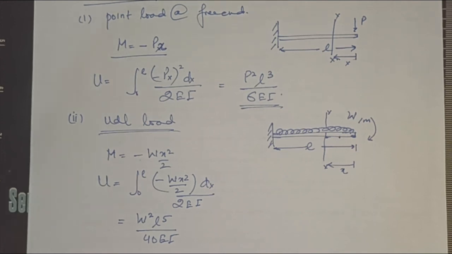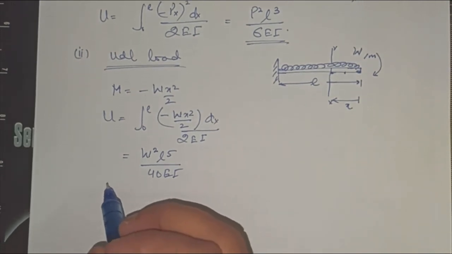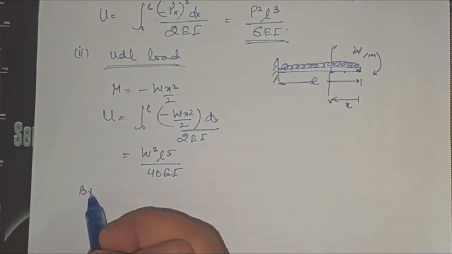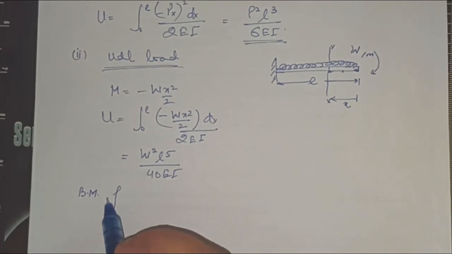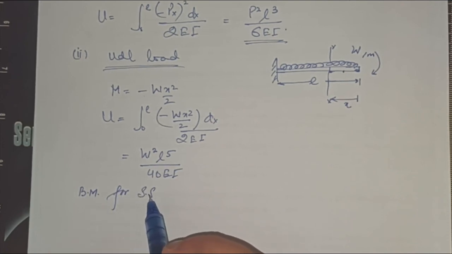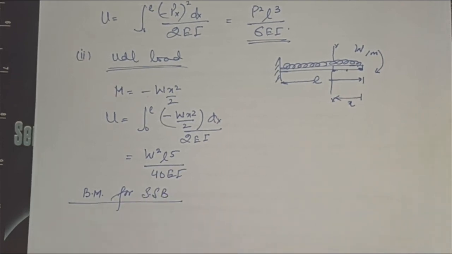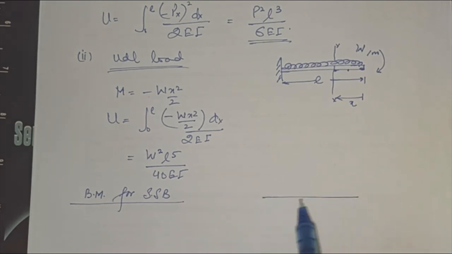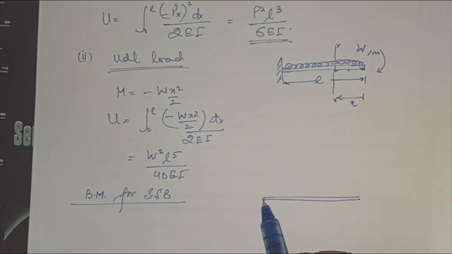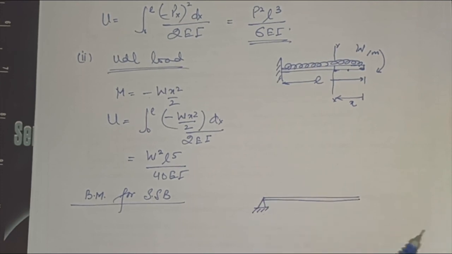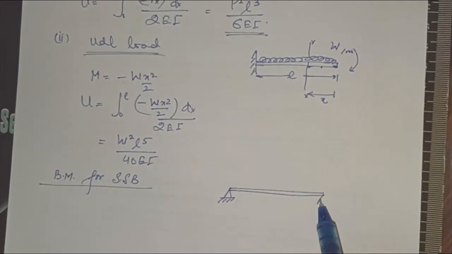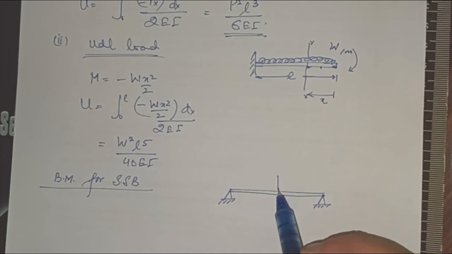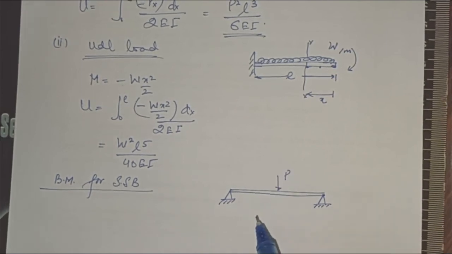There may be another case for SSB, a case of bending moment for a simply supported beam that we have done earlier. Let's say the simply supported beam has a point load P at the center and the length is L.